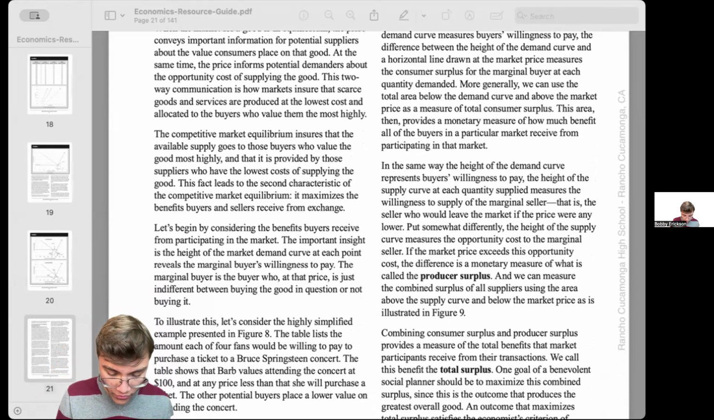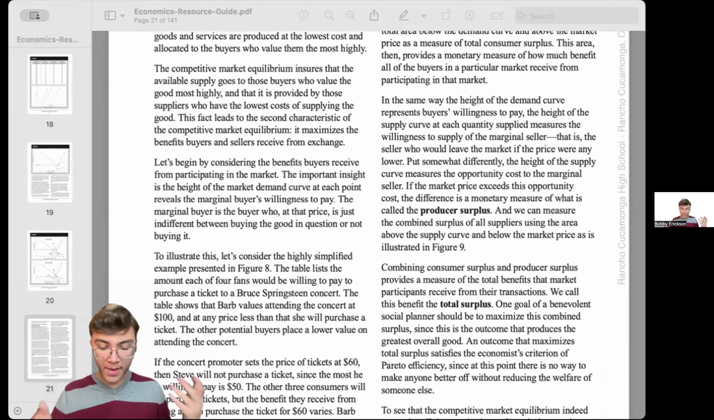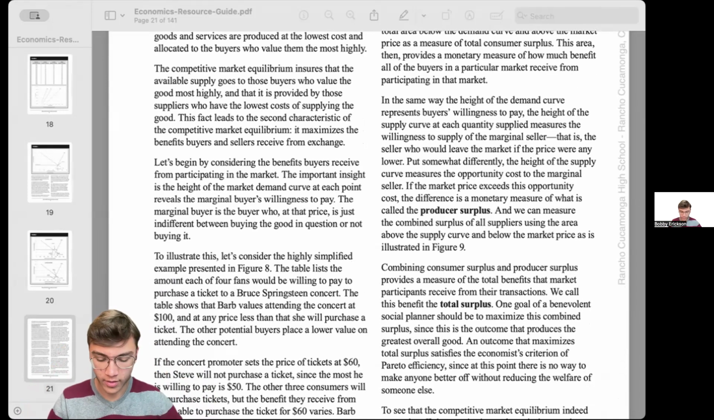So first, we've got to understand what are the benefits that the buyers are getting in the market. So get in the head of a buyer. It's easier for us to usually understand what does it mean to be a consumer because a lot of us are consumers.